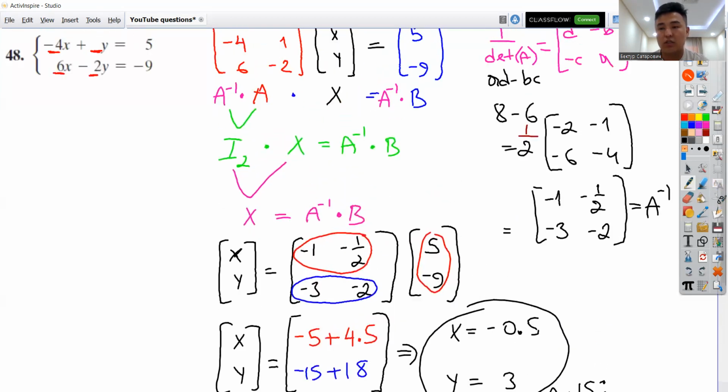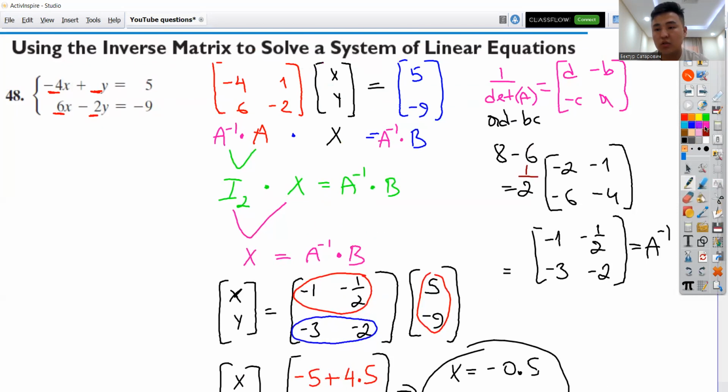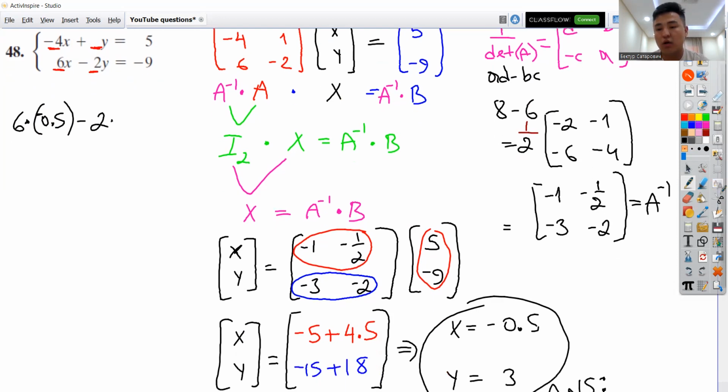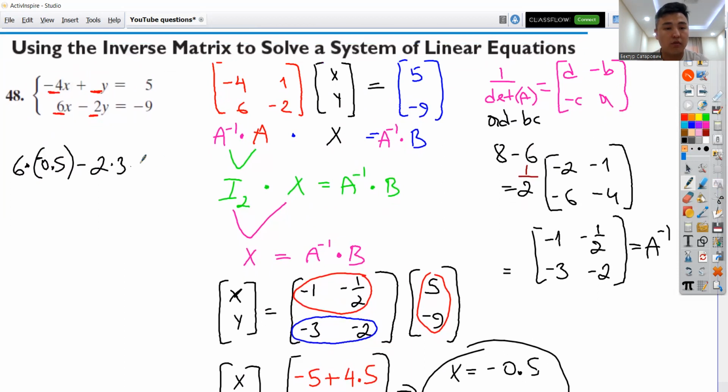To double check it, let's go up there and work on one of these equations. Let me work on this. 6 multiplied by X, which is -0.5, minus 2 multiplied by my Y, which is 3. Is it equal to -9? We need to check. 6 multiplied by -0.5 will give me -3, and then minus 2 multiplied by 3 will give me 6, which is -9. That's correct. This is the end for today.